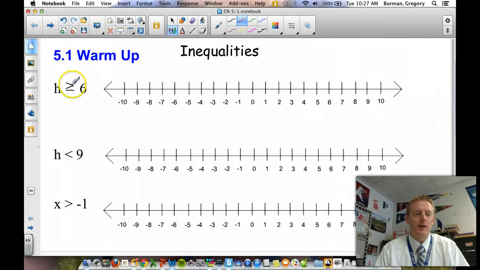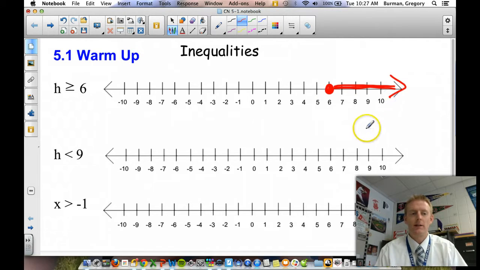Remember that if we have a greater than or equal to sign, we are going to be filling these in. h is greater than or equal to 6. We're going to be filling it in with a complete filled in circle. So I'll have a filled in circle at 6, and h is going to be greater than or equal to that, so we're going to shade everything where h is actually greater than it, which would be to the right.